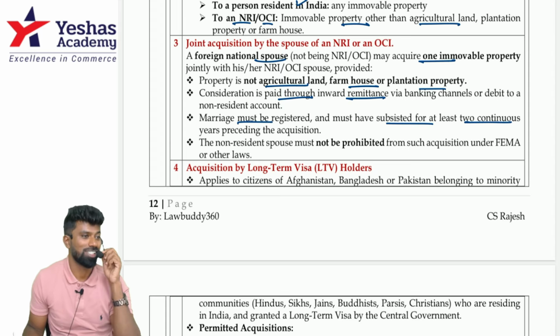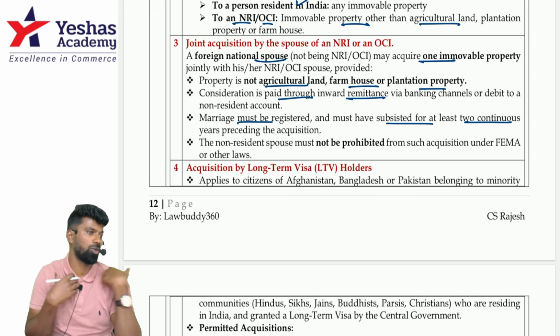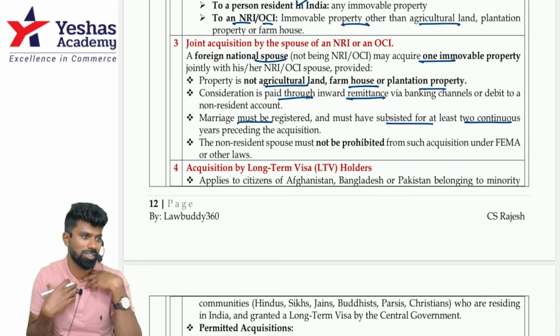Preceding the acquisition. I don't know what the definition of continuous is.